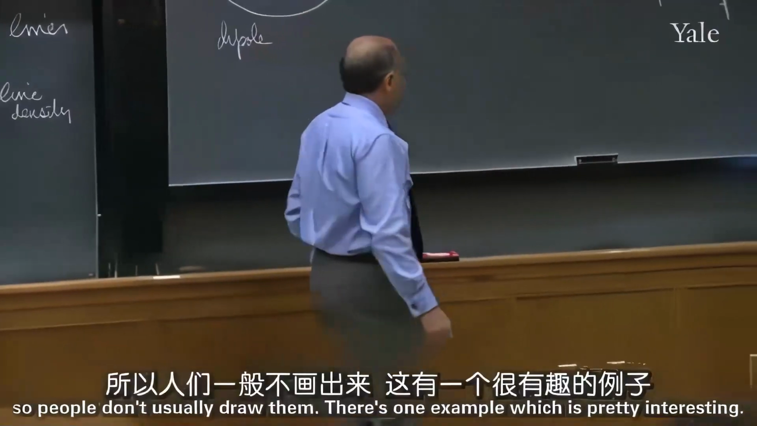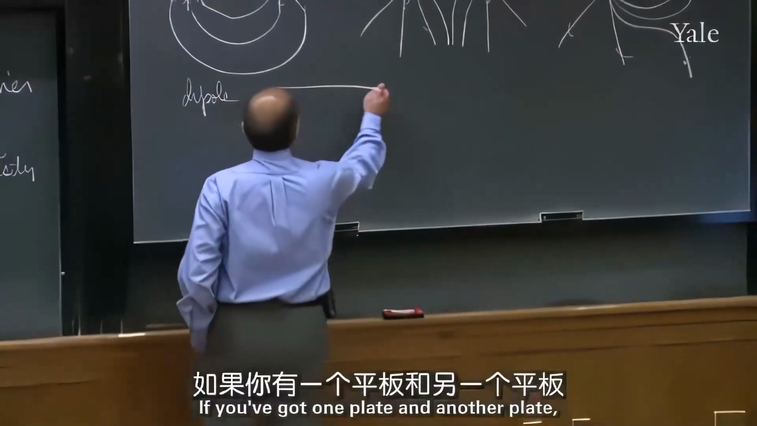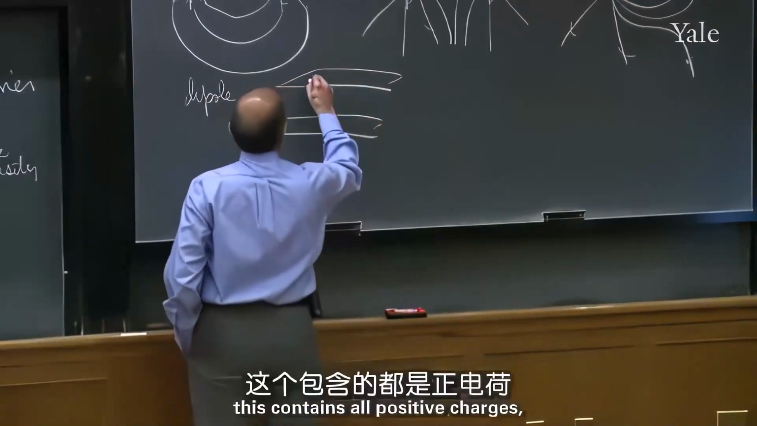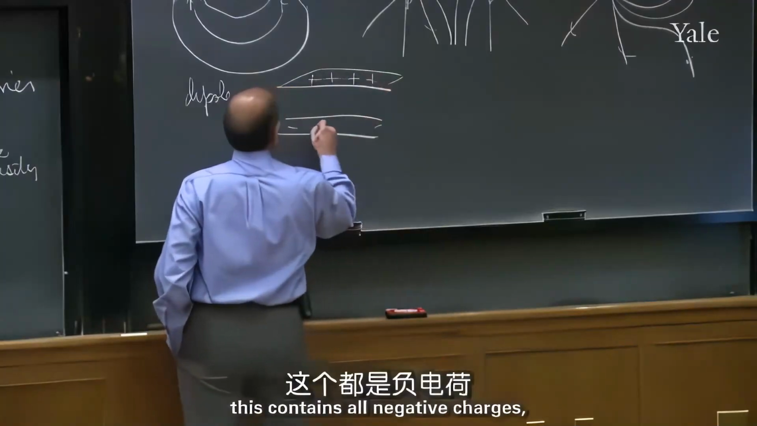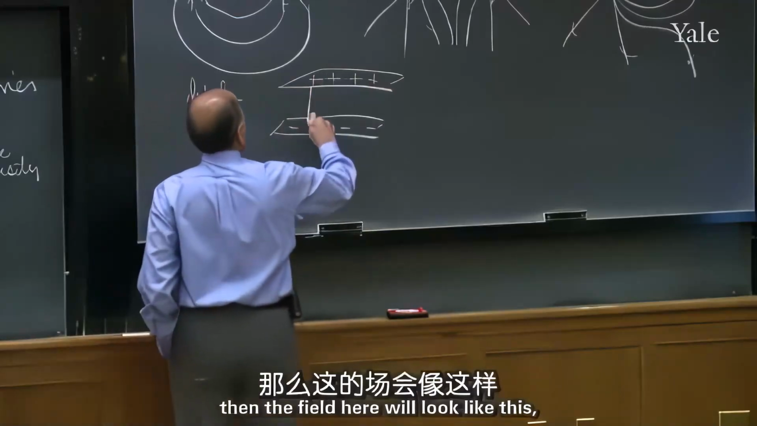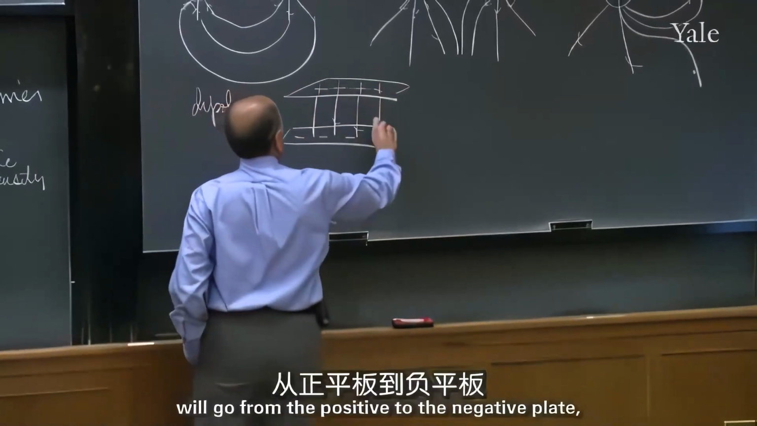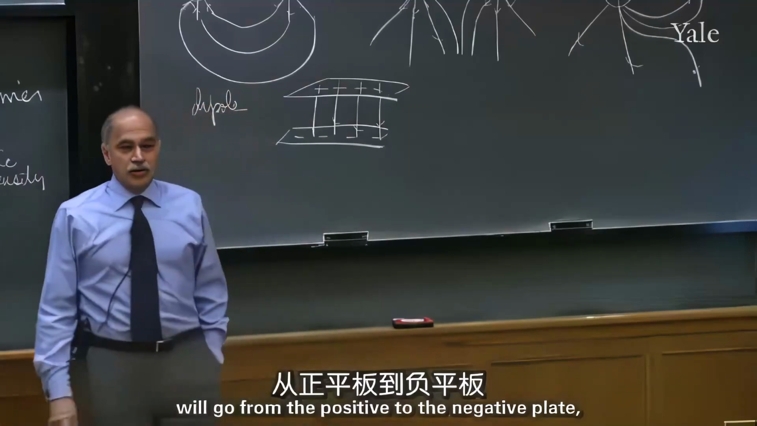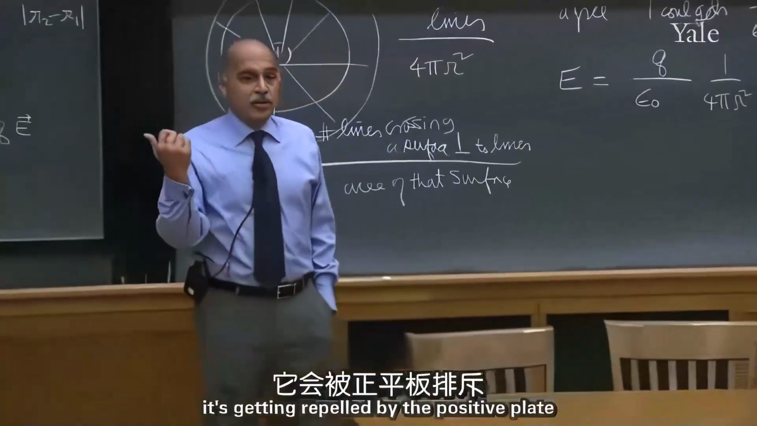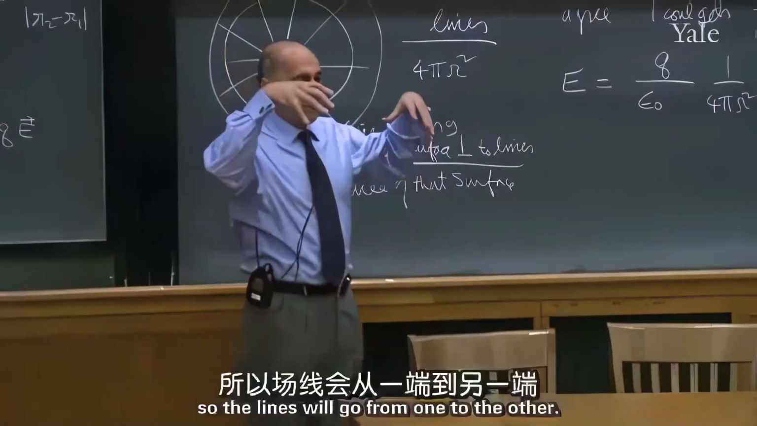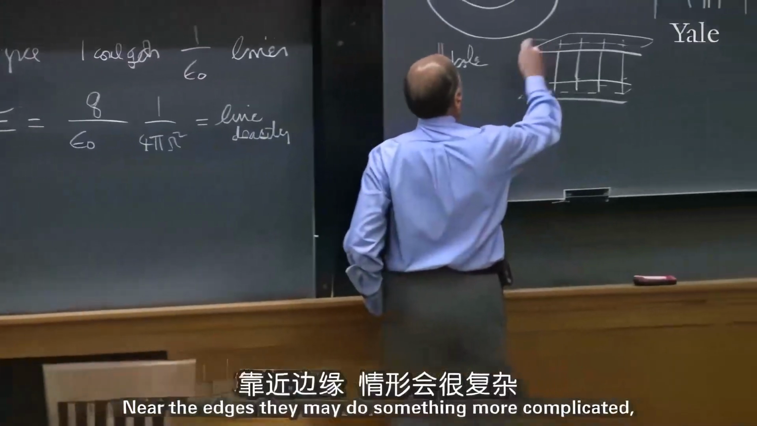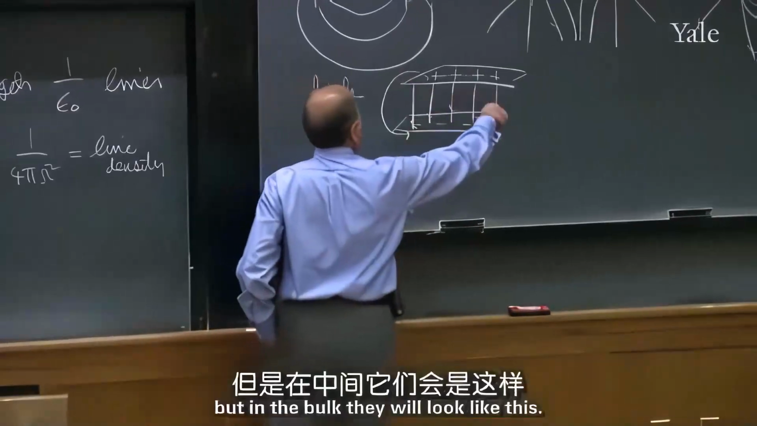There's one example which is pretty interesting. If you got one plate and another plate, this contains all positive charges, this contains all negative charges, then the field here will look like this. Will go from the positive to the negative plate, because if you put a test charge between them, it's getting repelled by the positive plate and attracted by the negative plate. So the lines will go from one to the other. Near the edges, they may do something more complicated, but in the bulk, they will look like this.